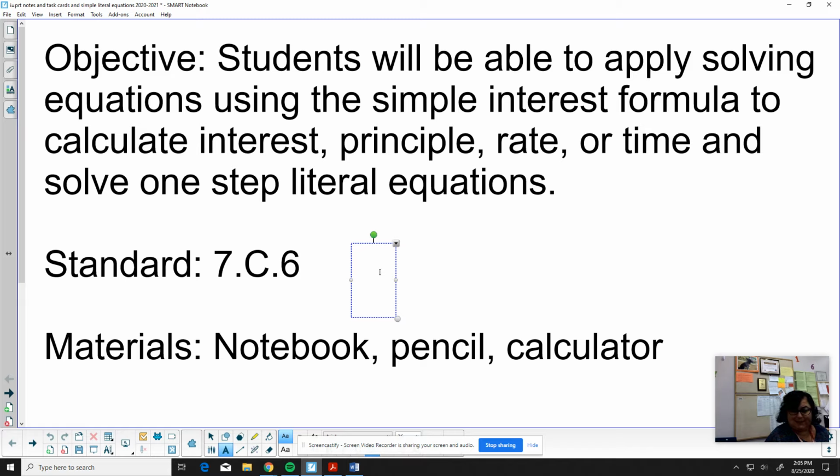This is Mrs. Tellas. We're going to go ahead and do 1.5 today. We're going to be solving equations using the simple interest formula, and we're also going to be solving one-step literal equations.